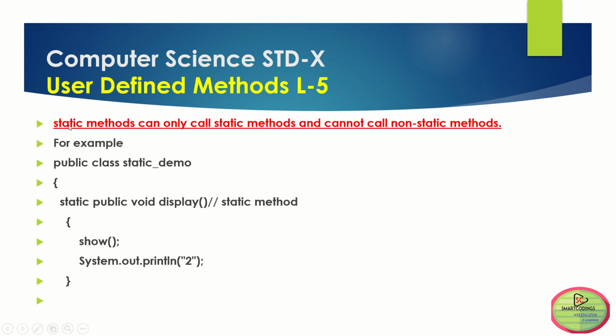One more last point is, a static method can only call static methods and cannot call non-static methods. Class StaticDemo is the class name. One more static method is declared over here, that is the display method, which is calling here the show method, which is a non-static method. Okay, now what is it printing here? 2. It is printing here 2.